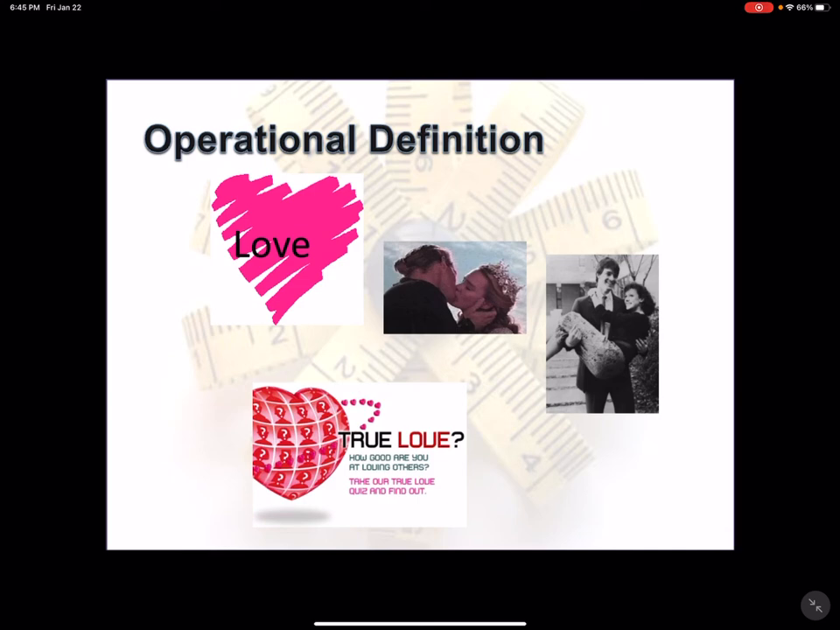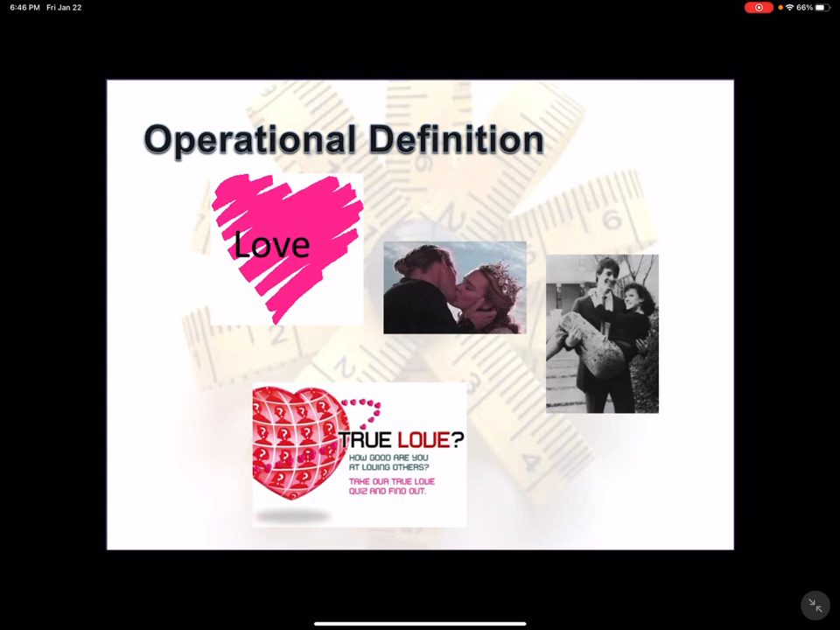Just as a silly example, let's say one of our operational definitions of an observation of love in a couple would be how close they are to each other, how often they touch. Well, they could be touching each other because they're cold, right? That doesn't necessarily mean love.